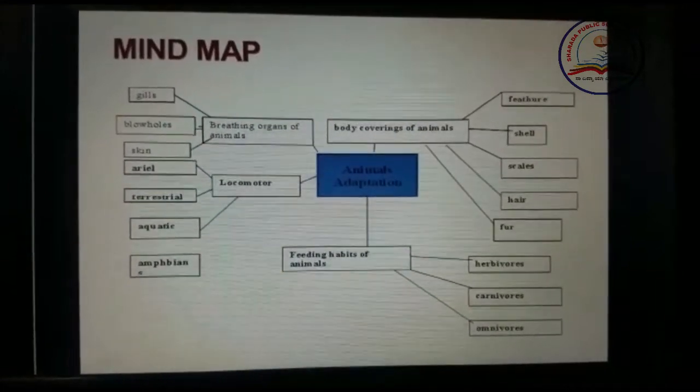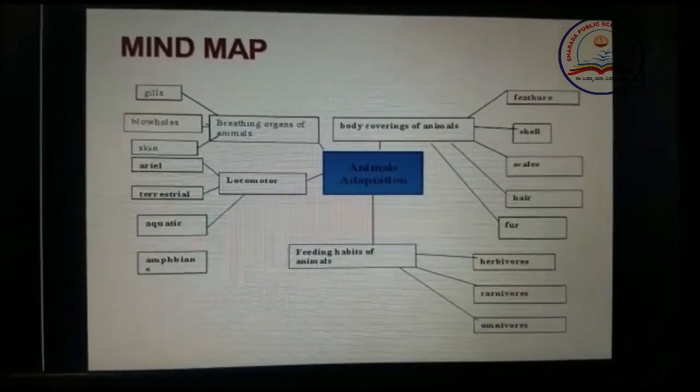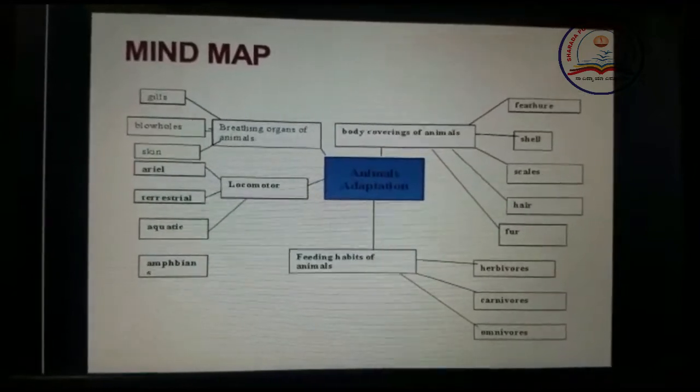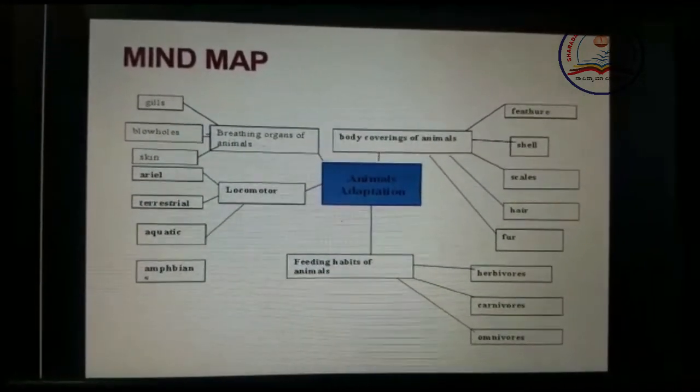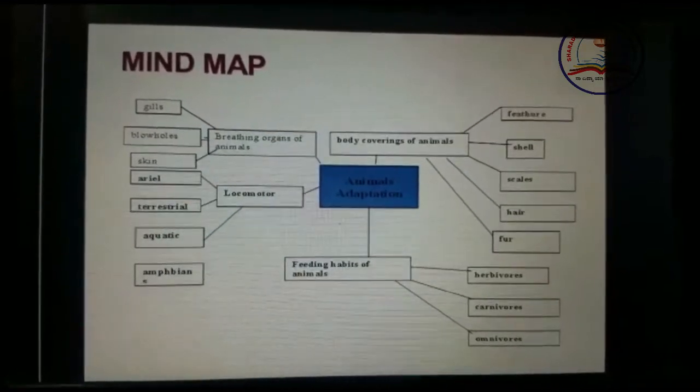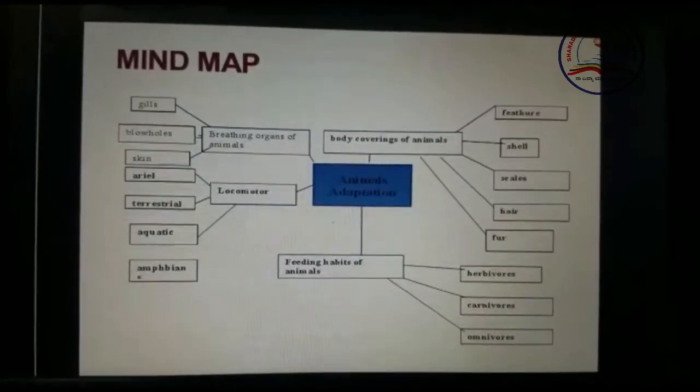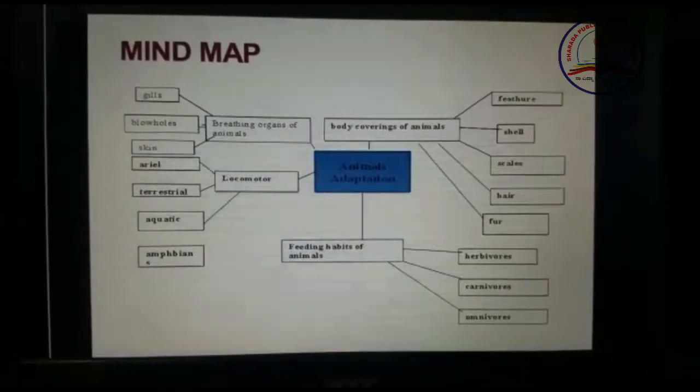The examples of terrestrial are zebra and cow. Aquatic examples are duck. The examples of amphibians are frog and snake.